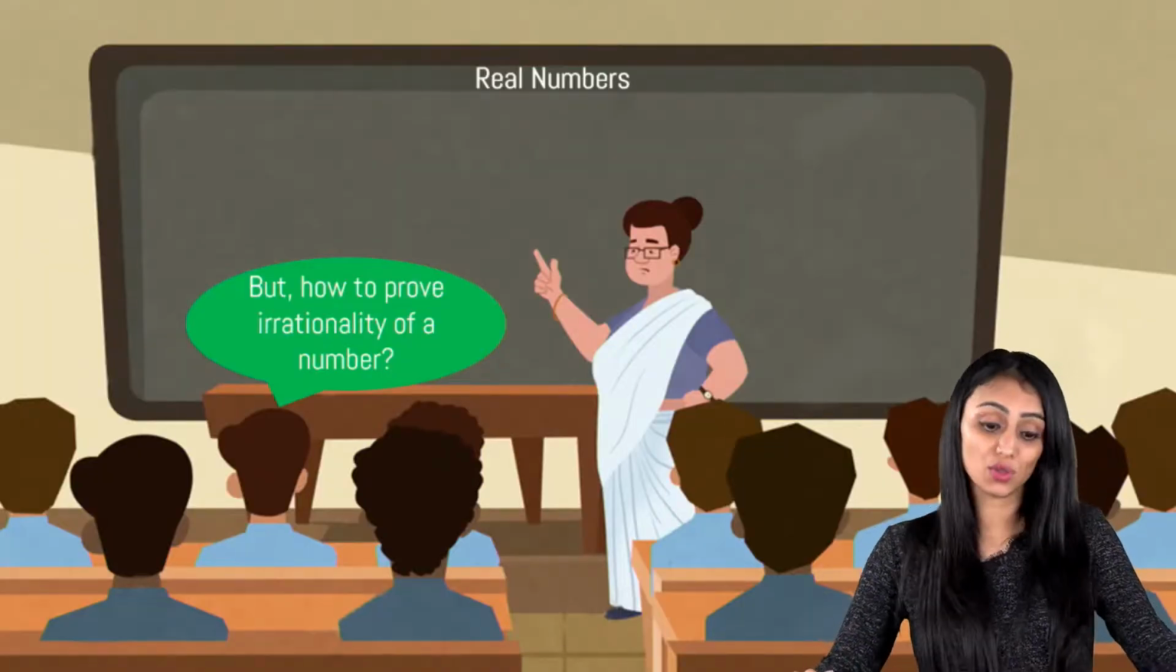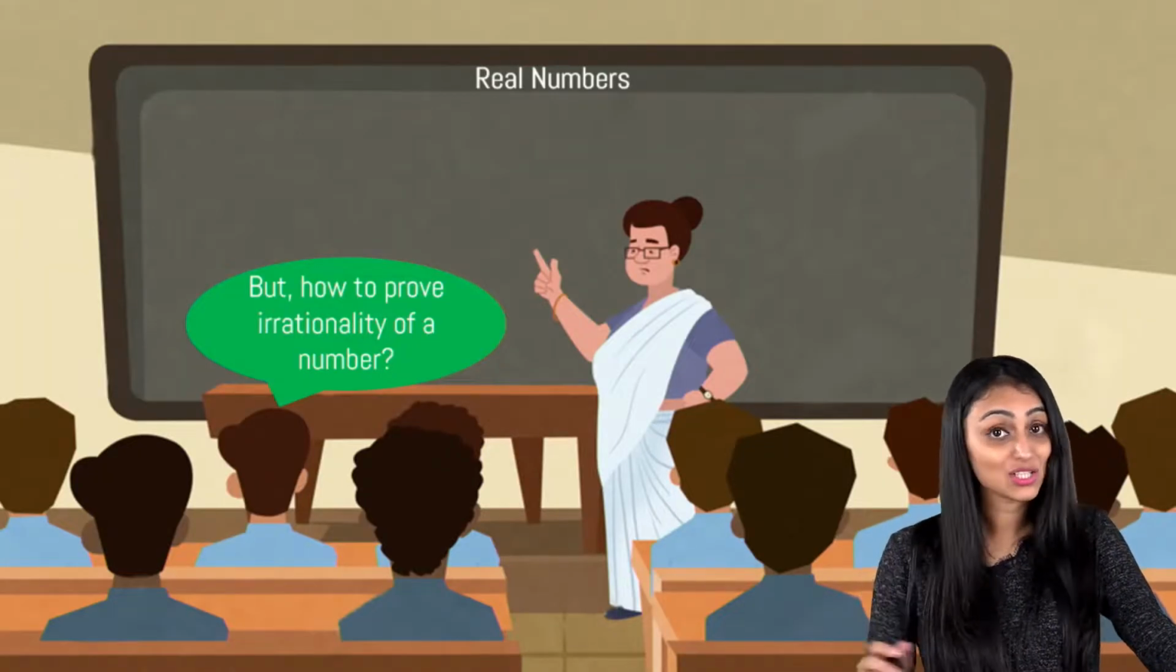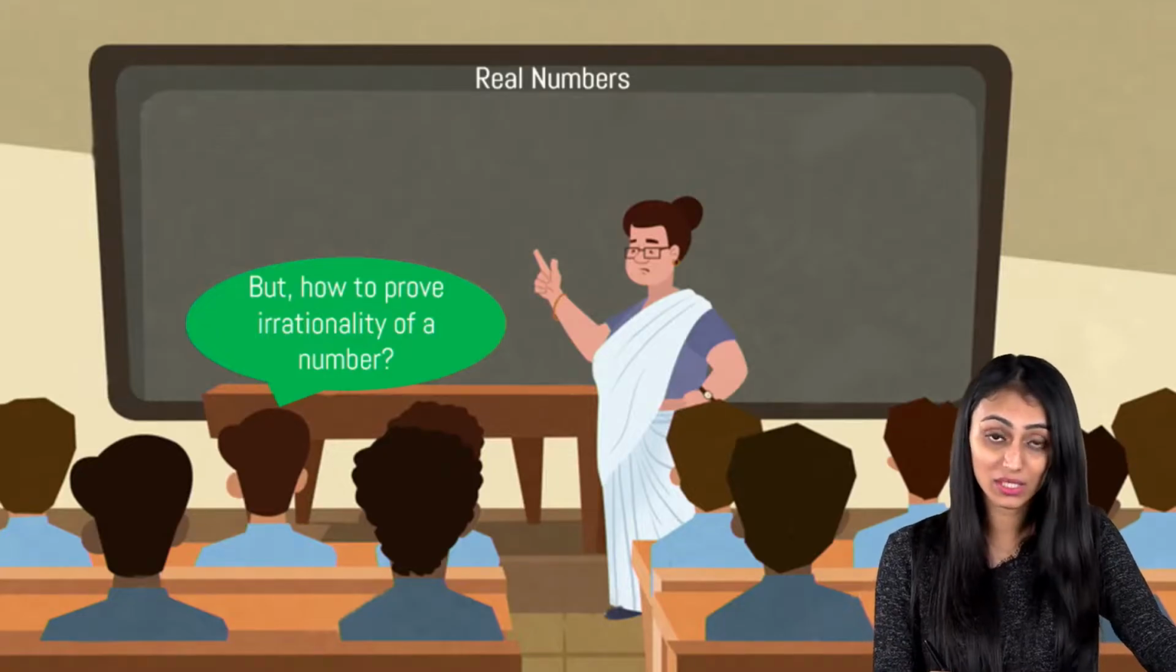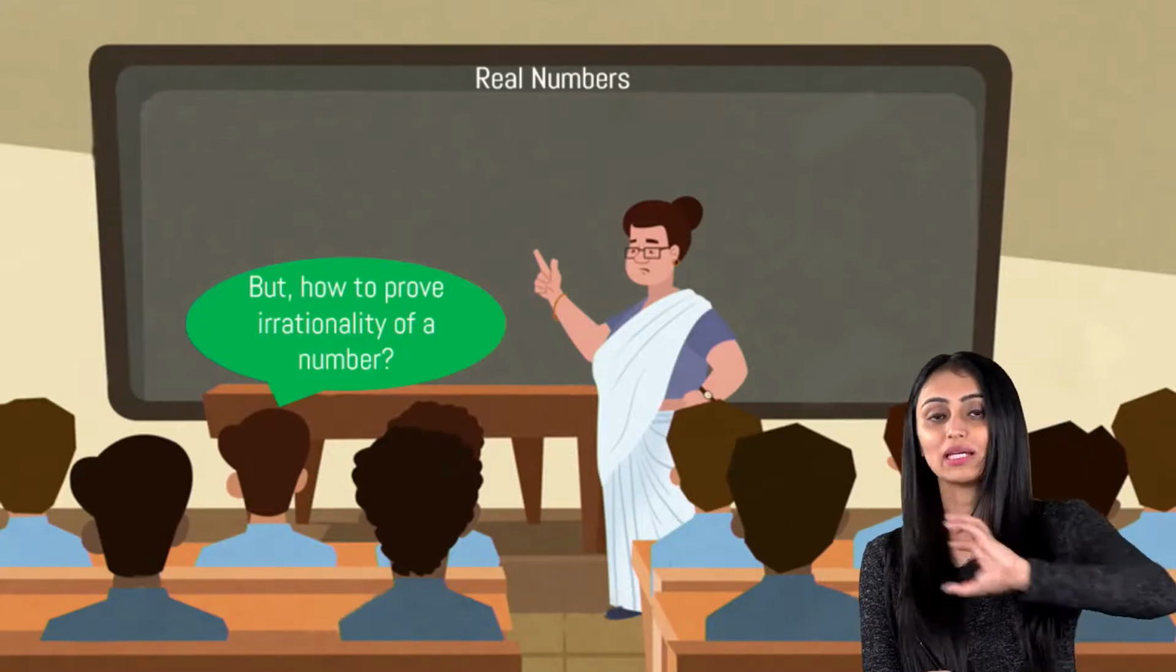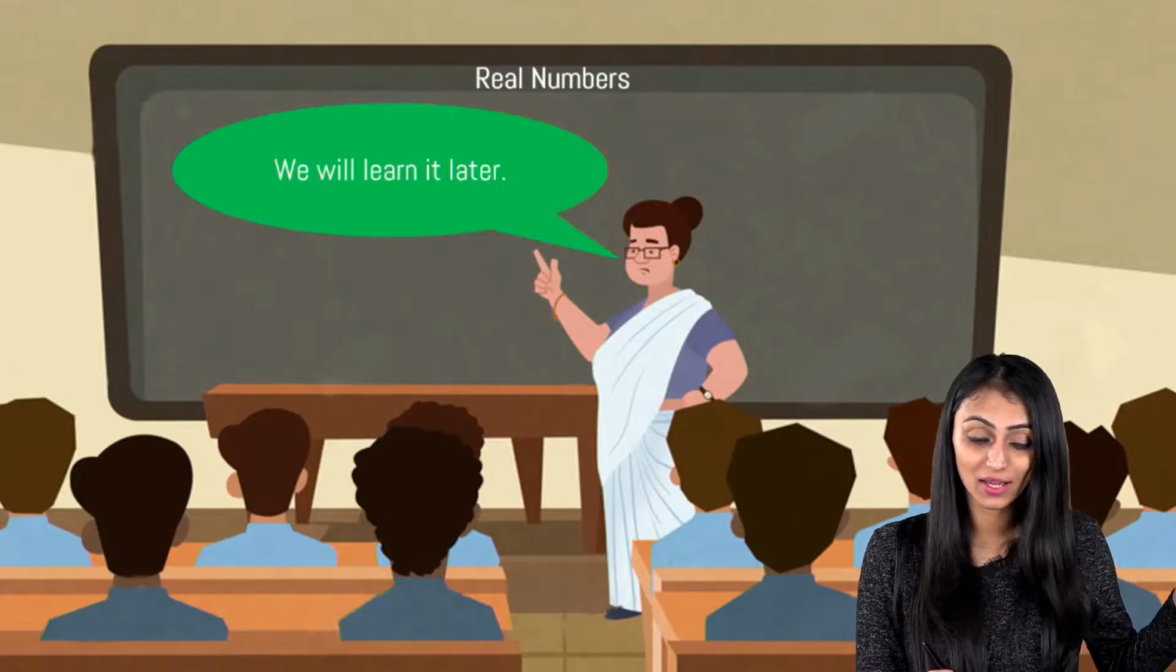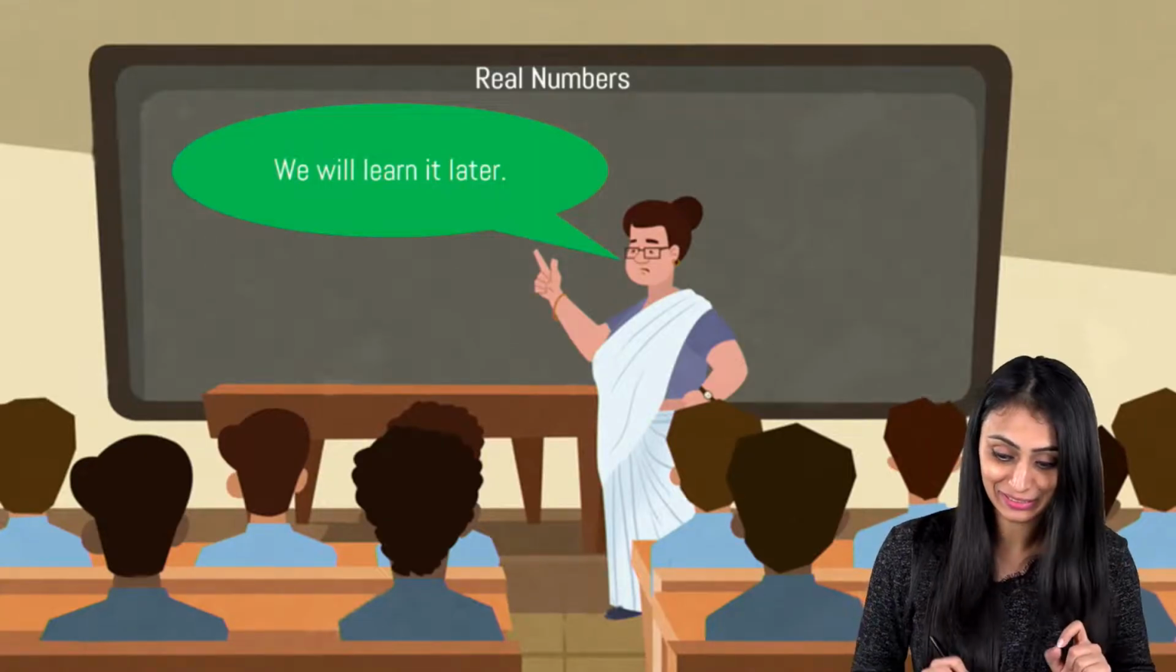Now students have this question, so how to prove the irrationality of a number actually, because we saw that it can be used to prove the irrationality of a number, but how to do that? So we will learn it later.